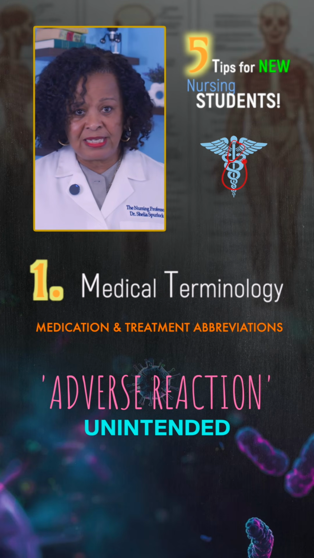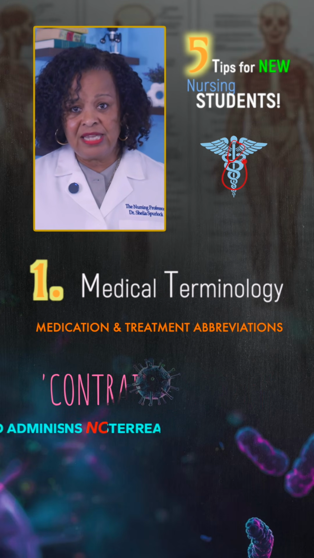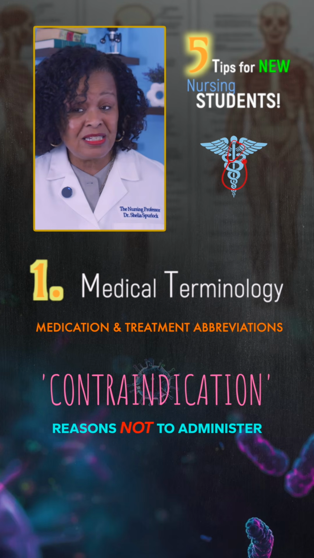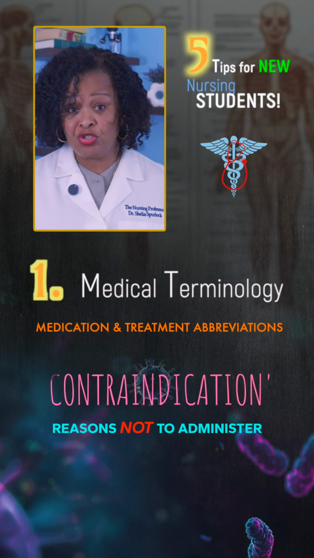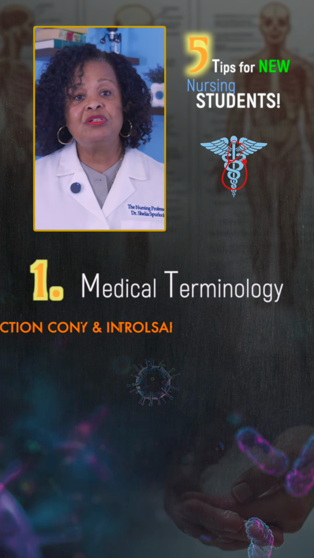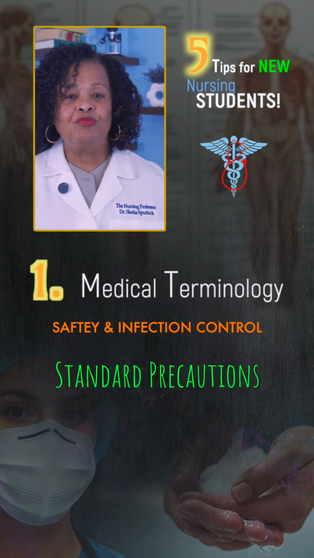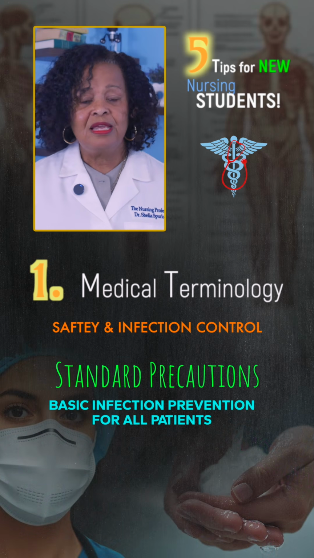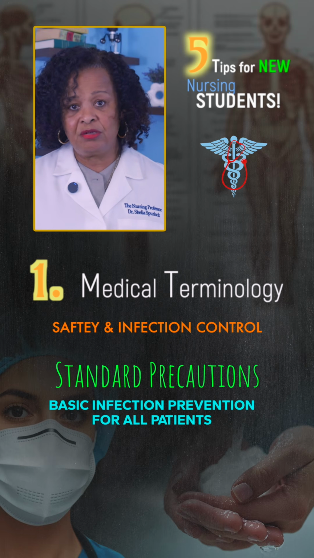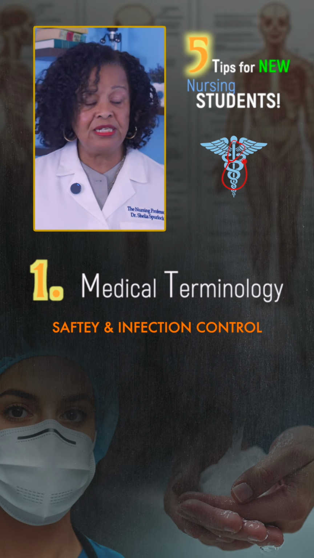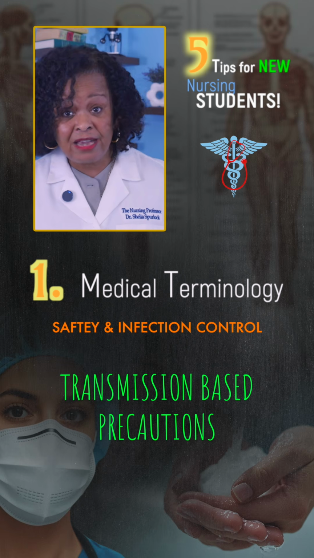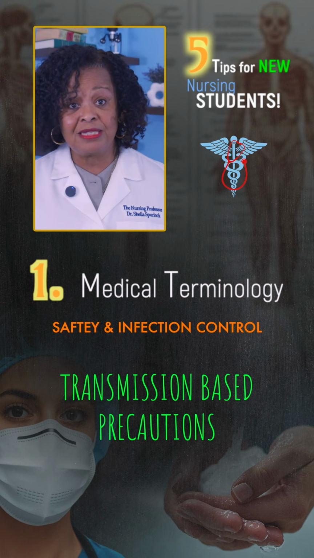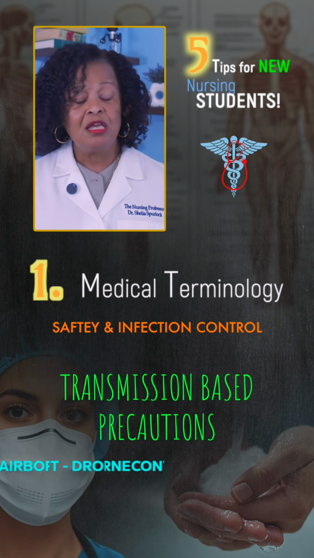All right. So other terms you need to know is adverse reaction. That means it's unintended. We don't want that. Contraindication means reasons not to give the medication or treatment. So you should know those. And then we should also know words associated with safety and infection control, like standard precautions. This is where you're treating everybody as though they are potentially infected. You're not looking at somebody and saying, oh, she's cute, so she doesn't have anything. No, everybody's treated the same way, as though they have an infection.